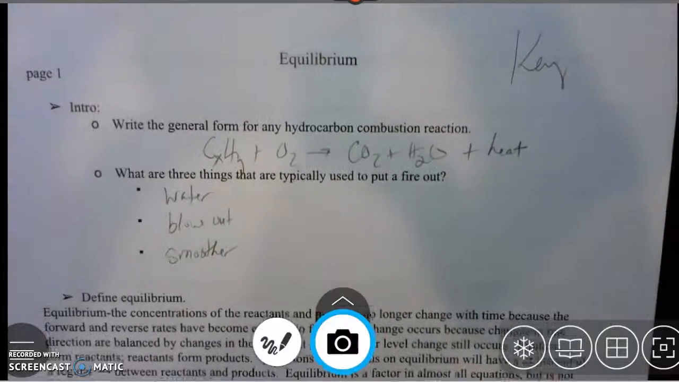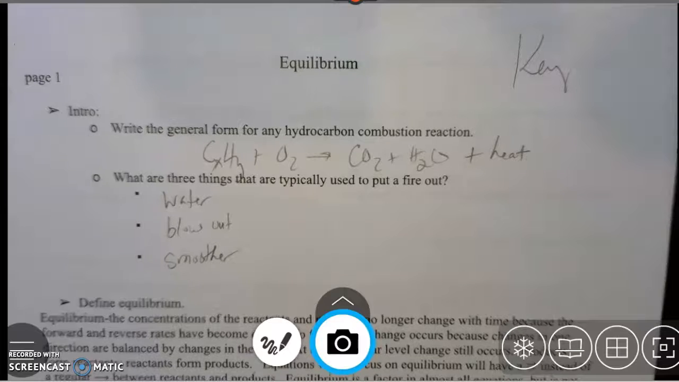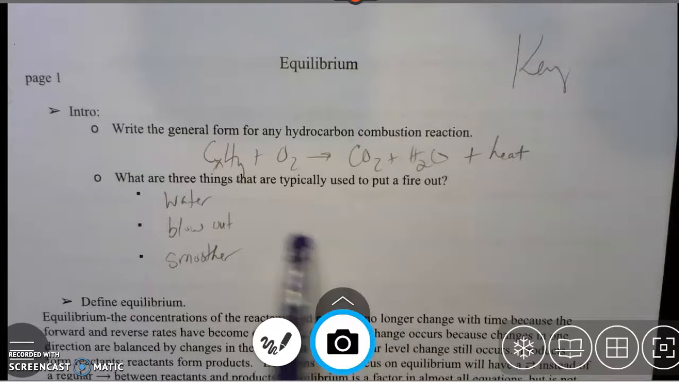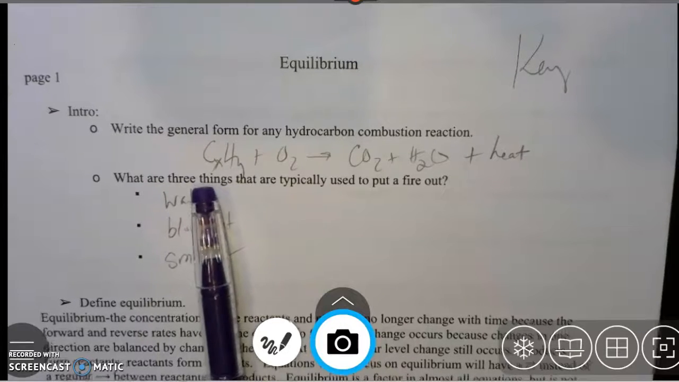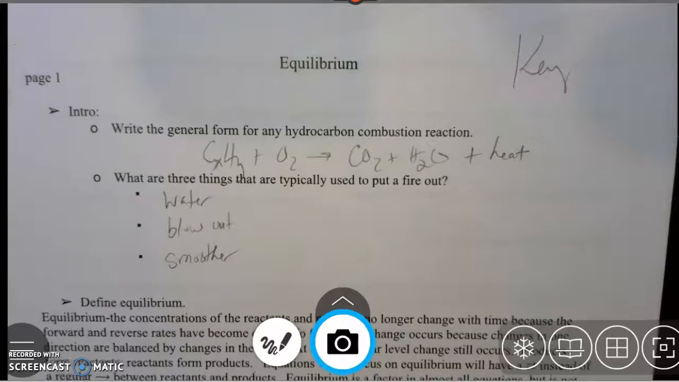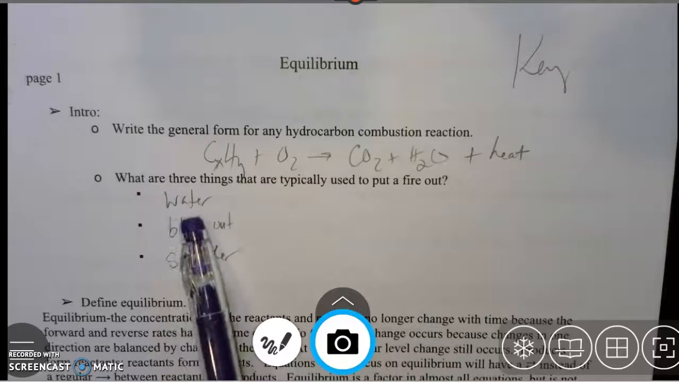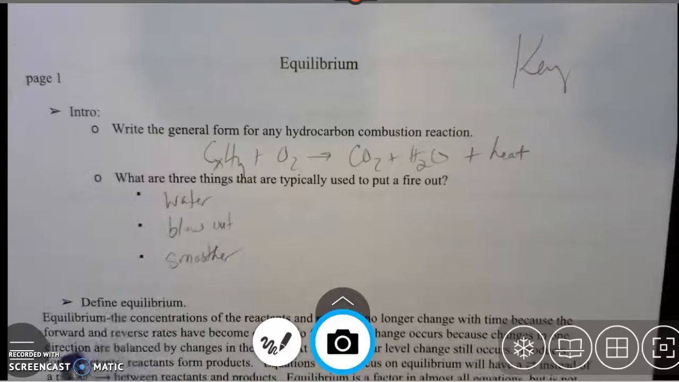Right, equilibrium note sheet 1. You already answered these in the activating strategies, but just to give you a key to make sure that you are doing that correctly. So a hydrocarbon has the general formula of some amount of carbon and some amount of hydrogen reacting with oxygen to form carbon dioxide, water, and heat. So again, typical things we do is we put water on it, we blow it out, and or we use something to smother it. And there are other options, but that's what you should have.